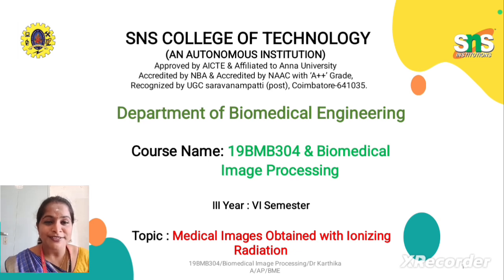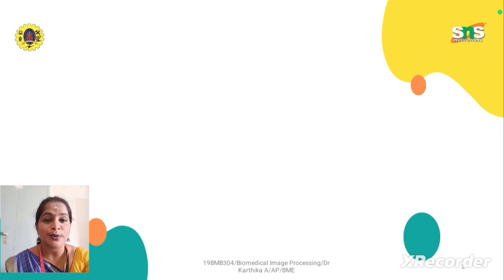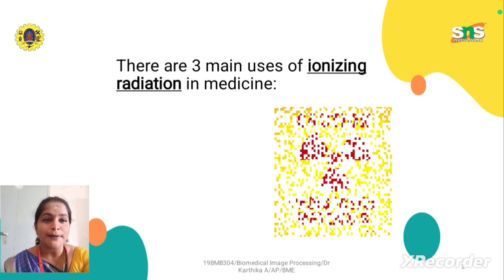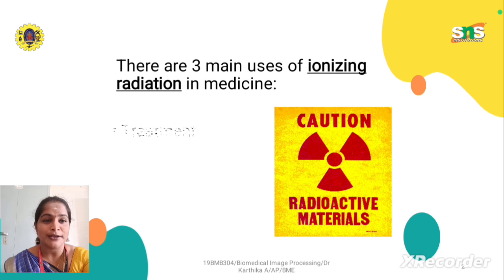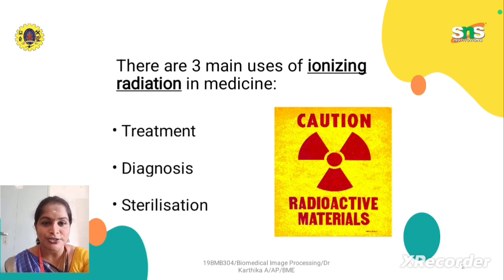In this May 2025 lecture series, we are going to discuss medical images obtained with ionizing radiation in biomedical image processing. We know that ionizing radiation has a variety of applications in the biomedical field. The three main uses of ionizing radiation in medicine are treatment, diagnosis, and sterilization.